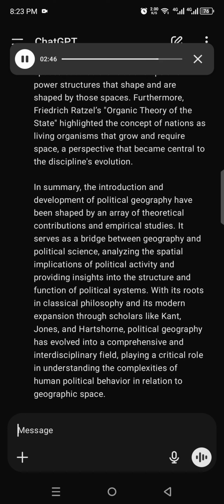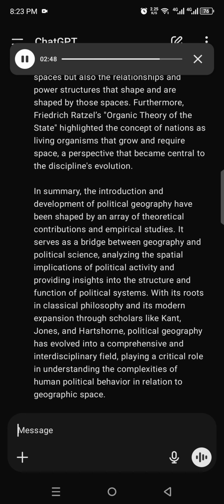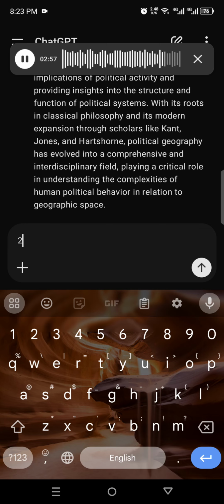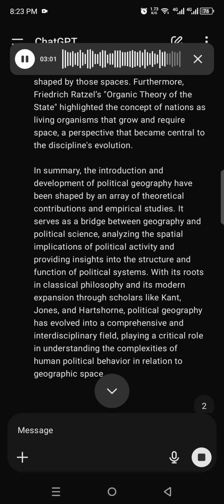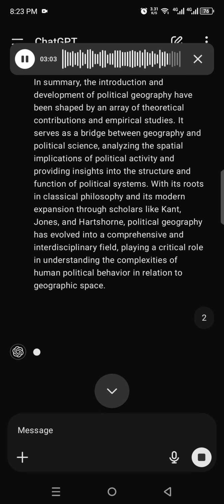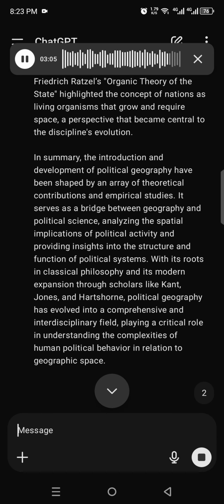In summary, the introduction and development of political geography have been shaped by an array of theoretical contributions and empirical studies. It serves as a bridge between geography and political science, analyzing the spatial implications of political activity and providing insights into the structure and function of political systems.